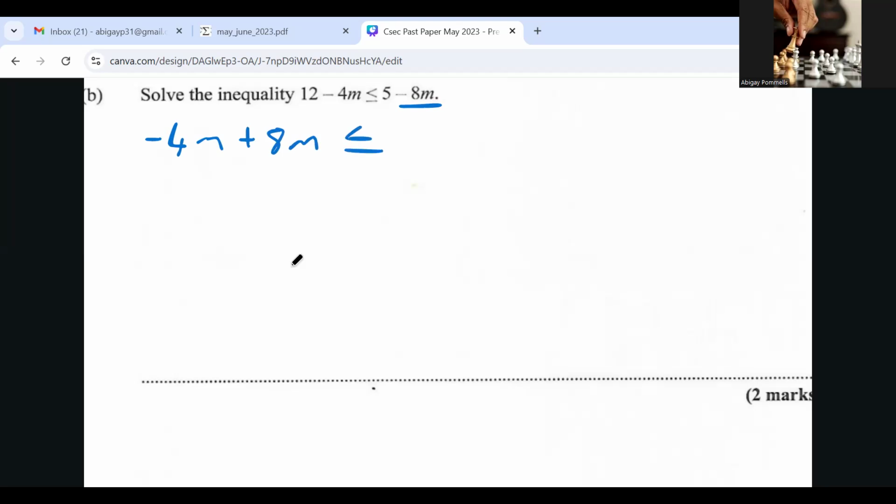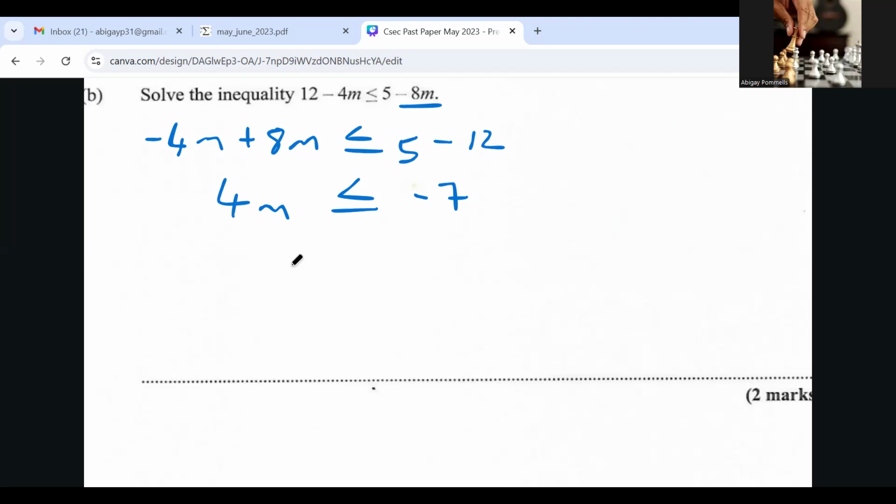And put all of the constants over here. So this was +12. This was 5. So this is going to change to -12. -4m plus 8m is going to be 4m. And 5 minus 12 is going to be -7.